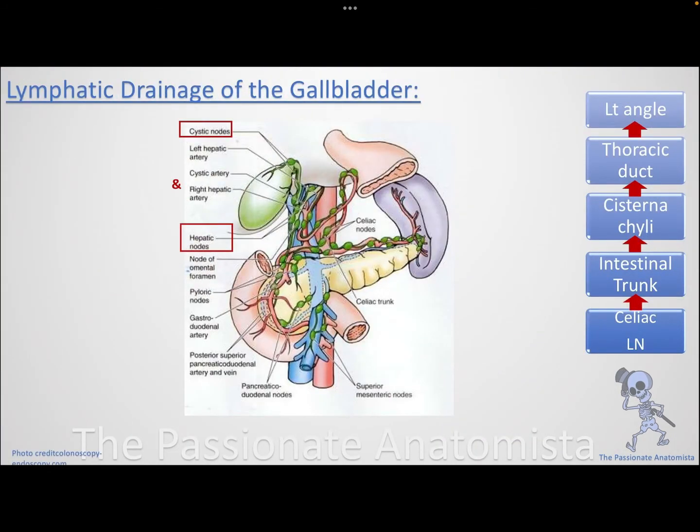And what about the gallbladder? It's very easy. It drains into the cystic nodes and the hepatic nodes. So the gallbladder itself drains into two nodes. And from there, I need to go to the celiac, because remember, we are in the abdomen, so we are following the arteries here. You know that the hepatic artery is a branch of celiac, right? So I need to drain into the celiac nodes, the nodes around the celiac artery, and then intestinal trunk, and then cisterna chyli, thoracic duct, and then to the left angle.